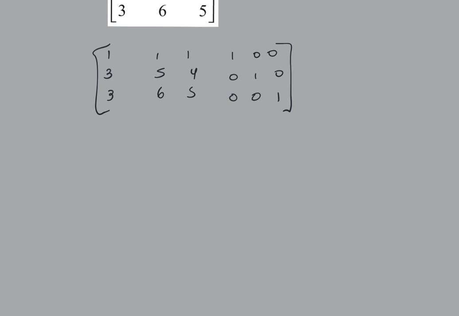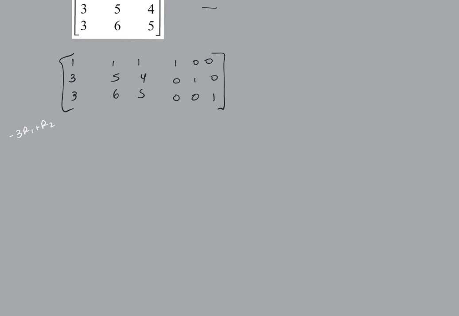Well, luckily we have a 1. We do have a 1. Multiply the 1 by negative 3. Okay, negative 3, R1 plus R2. And that takes over row 2.